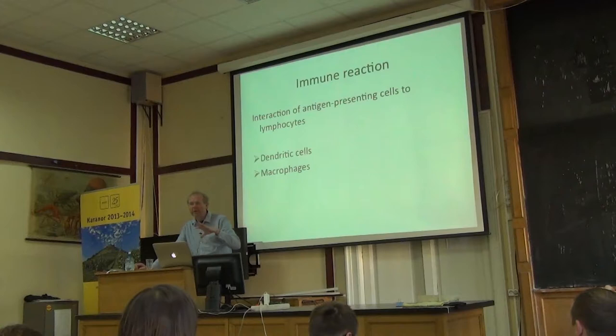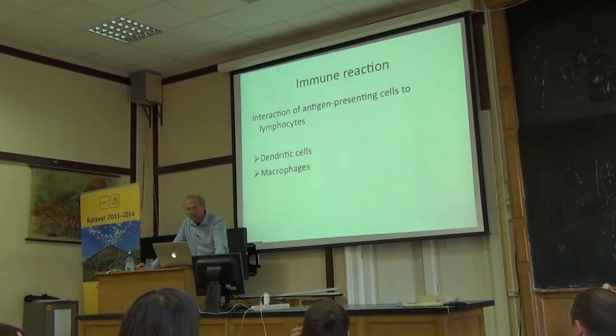The second famous cell type is dendritic cells, famous because they were discovered 30 years ago maybe, and the discoverer of these cells was given the Nobel Prize just a day after this man has sadly died.